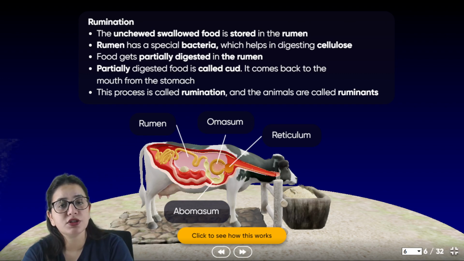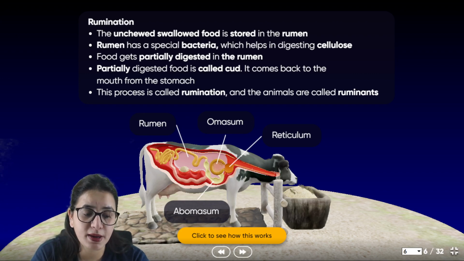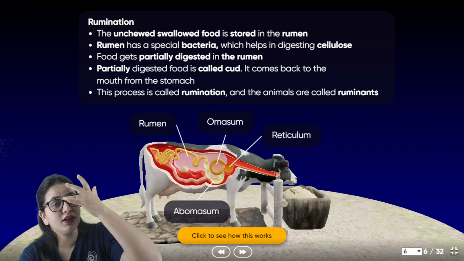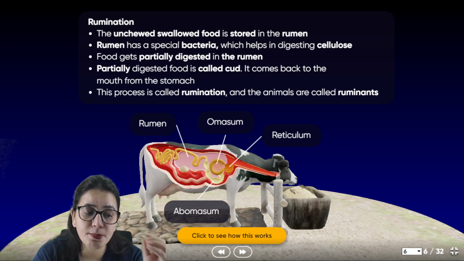Clear? What is rumination? The unchewed swallowed food is stored in the rumen. The rumen has a very special bacteria which helps in the digestion of cellulose. The food gets partially digested in the rumen. Partially digested food is called curd and it comes back to the mouth from the stomach. This whole process is called rumination and these animals are called ruminants.